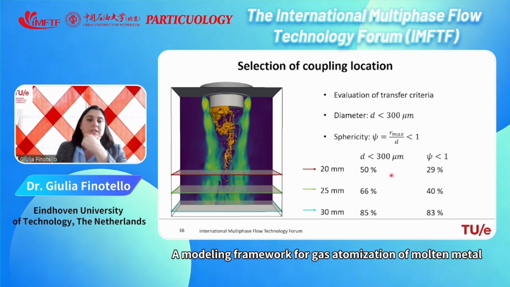So at 20 millimeter, for example, I have very few droplets that are smaller than 300 micron, or that are spherical enough, while at 30 millimeter, this is already a much larger fraction, 85% for size and 83% for sphericity. So definitely, if you have to choose between these three planes, the last plane, the 30 millimeter, is a better transition plane.